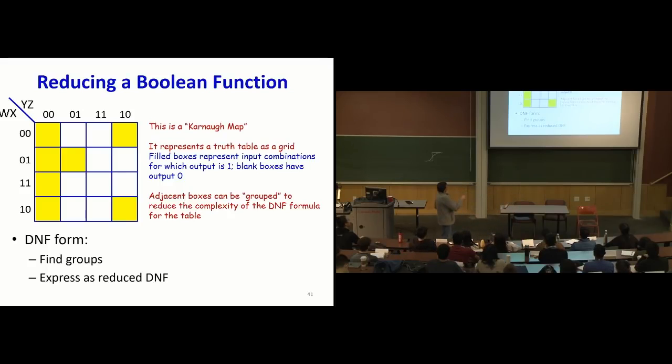Here, these are all combinations of YZ: 00, 01, 11, 10. These are all combinations of WX: 00, 01, 11, 10. So every cell over here is a unique combination of the inputs. And I've highlighted the cells for which the output is 1. So basically this is a truth table which has 7 rows for which the output is 1, and the remaining 9 rows have an output 0. Everybody clear?